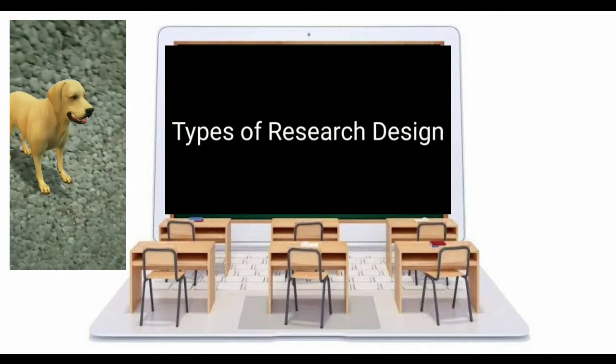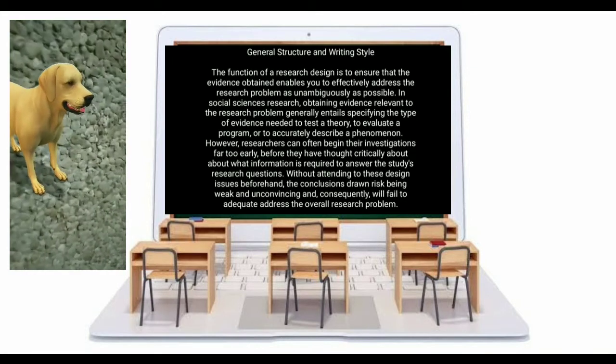Types of research design. General structure and writing style.